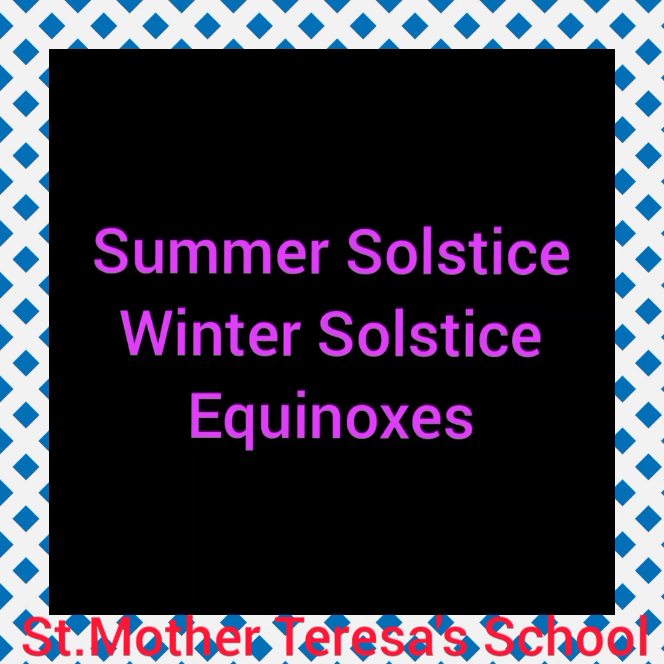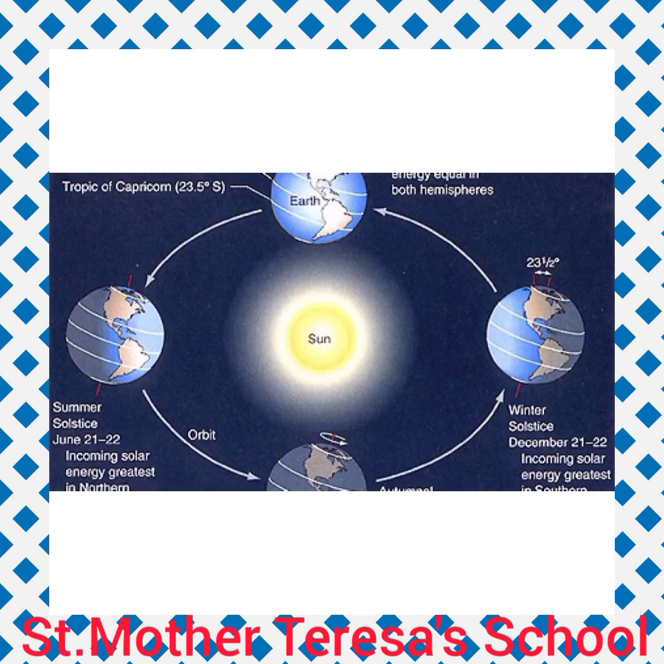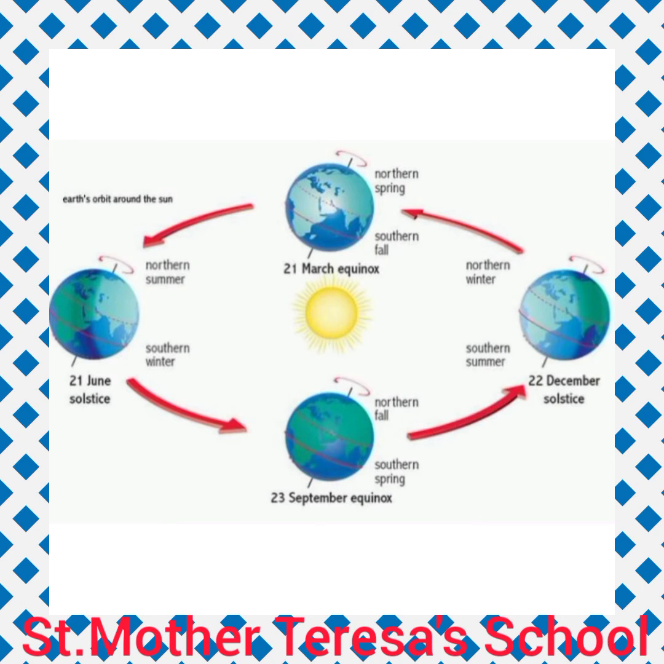Next, summer solstice, winter solstice, and equinoxes. On June 20th or June 21st, when the North Pole is tilted towards the sun, the sun shines directly over the Tropic of Cancer. All the places in the Northern Hemisphere experience summer. At this time, the Southern Hemisphere experiences the winter season.